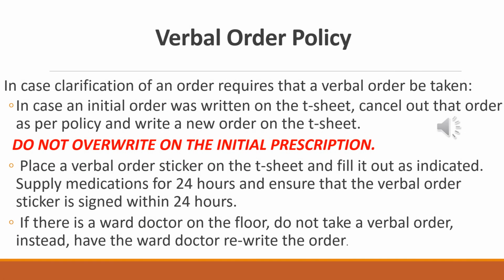Let's shift gears a little bit and talk about the verbal order policy. In case clarification of an order requires that a verbal order be taken, and an initial order was written on the treatment sheet, cancel out that order as per policy and write a new order on the treatment sheet. Do not overwrite on the initial prescription. Place a verbal order sticker on the treatment sheet and fill it out as indicated. Supply medications for 24 hours. And ensure that the verbal order sticker is signed within 24 hours. If there is a ward doctor on the floor, do not take a verbal order. Instead, have the ward doctor rewrite the order.